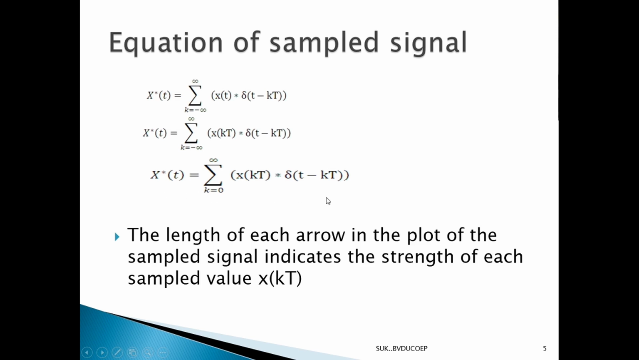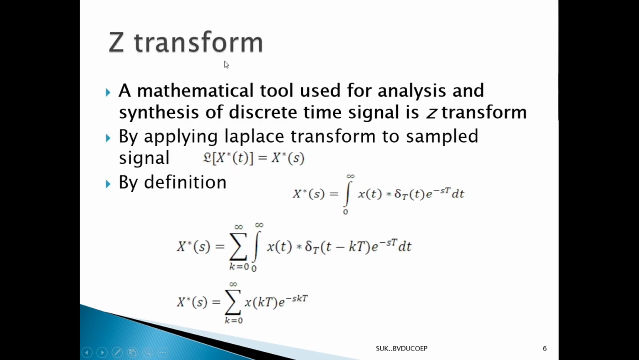Now this is a pulse signal in the time domain. When you consider a continuous time signal and want to understand it in the frequency domain, you convert x(t) to X(s), that is the Laplace transform of the continuous time signal. But to understand this pulse signal in the frequency domain, we use the Z transform. So what is the Z transform? Z transform is a mathematical tool used for analysis and synthesis of discrete time signals.